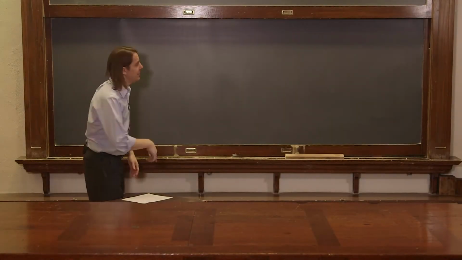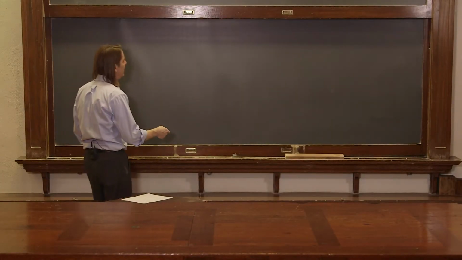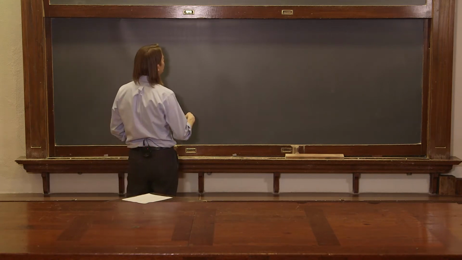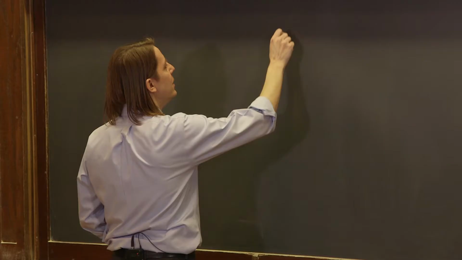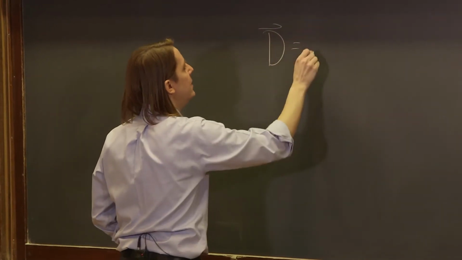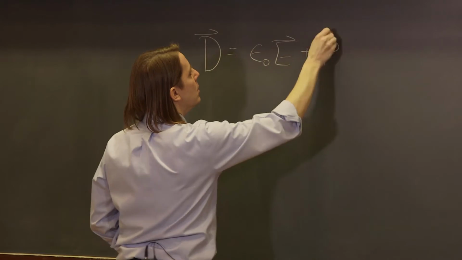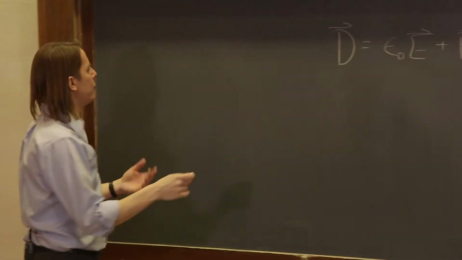We have an expression for D that applies both inside and outside, but of course what we really want is the electric field, or maybe we want the polarization. So what we've got to do is just now use our definition of D. D is epsilon naught E plus P. So let's first look outside.